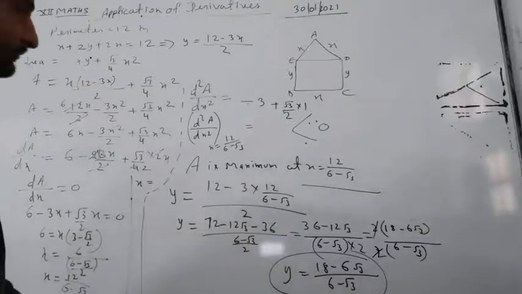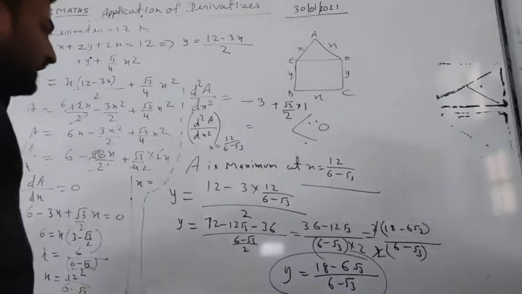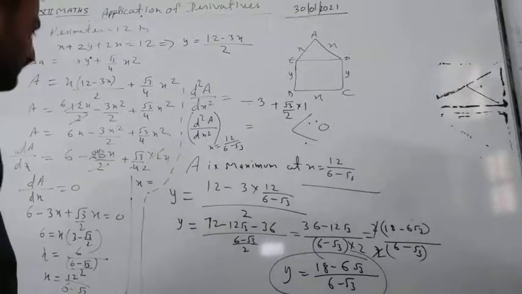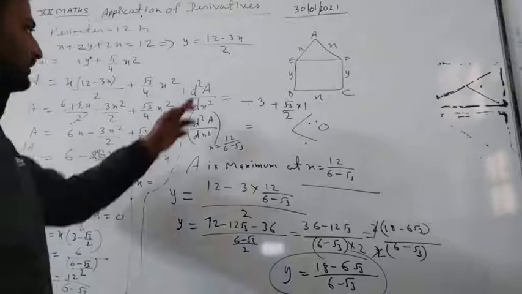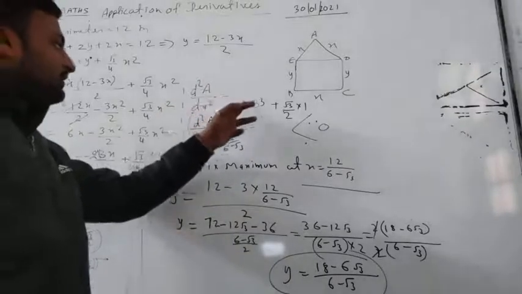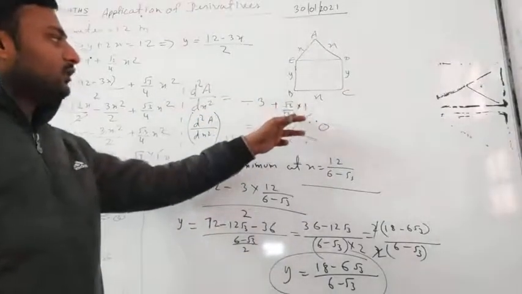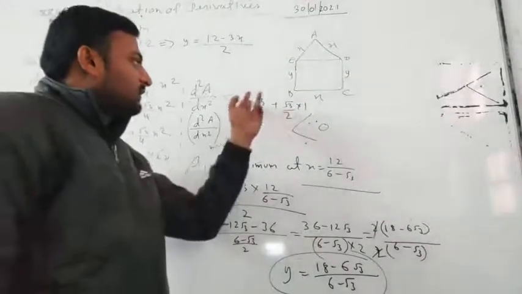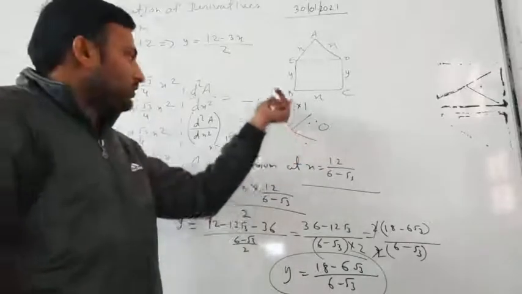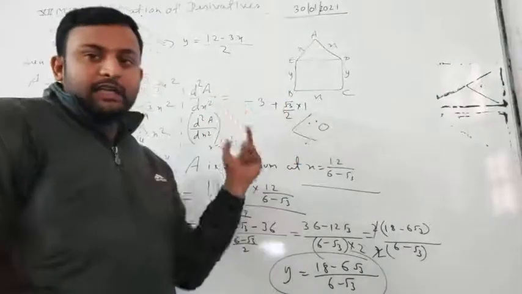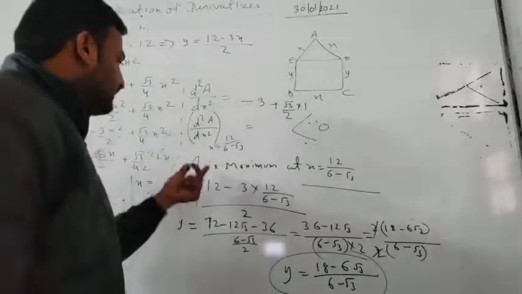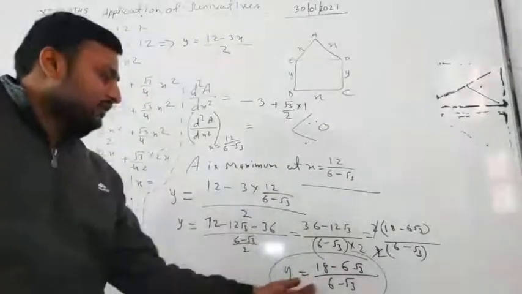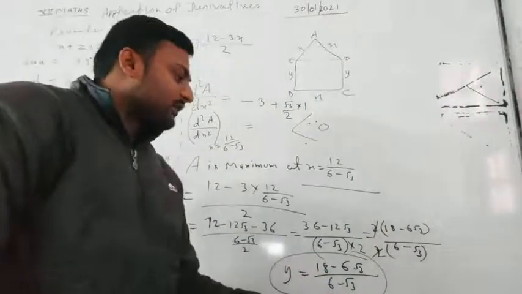Okay students, now for maximum and minimum we always find the second derivative. So the second derivative d²A/dx² is -3 + √3 into √3/2, and this is major, this is less. So when we subtract this, we get the negative sign. So this whole quantity, that is the second derivative, is negative. That is, our area is maximum at this point. So we find our y is (18 - 6√3)/(6 - √3).